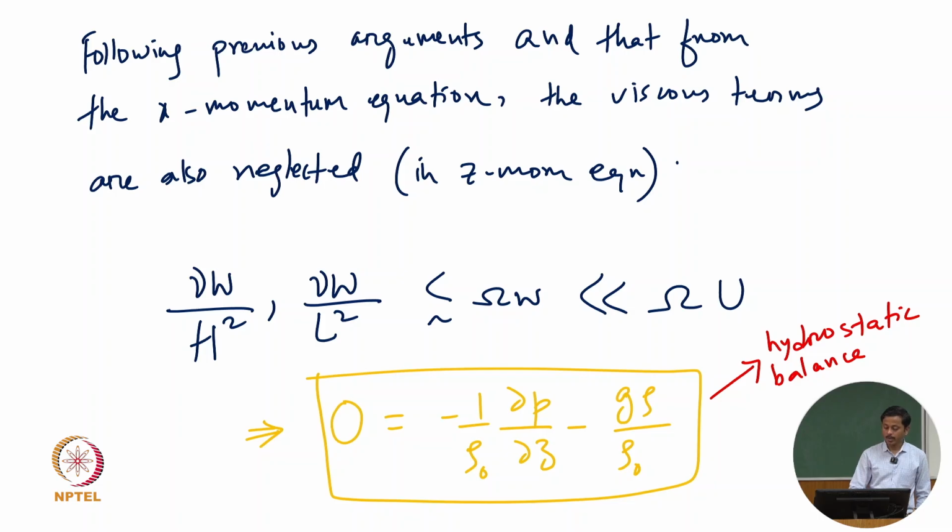Again, just to emphasize, this p is a perturbation to the pressure, the background pressure, which is also in hydrostatic balance. So here we find that the pressure fluctuations and the density fluctuations are also in hydrostatic balance, similar to how the background pressure and the background density were in balance.